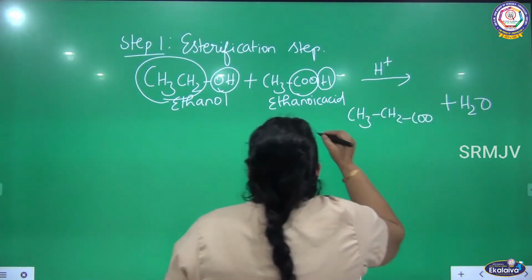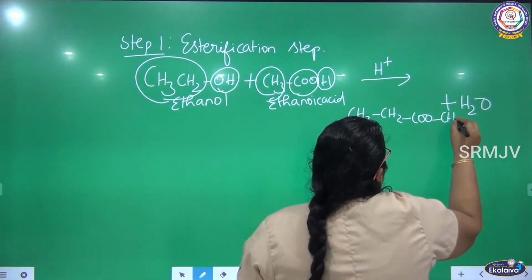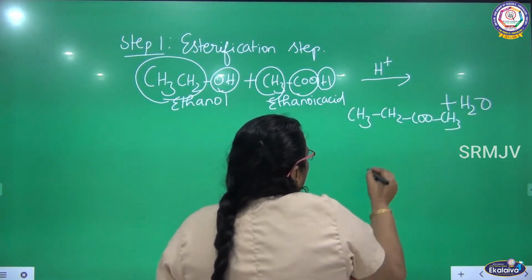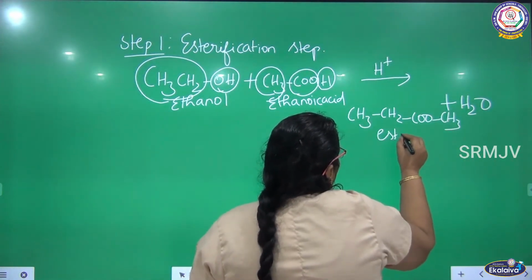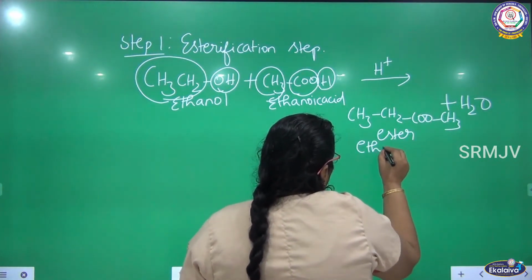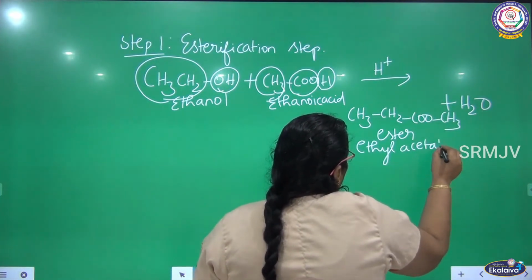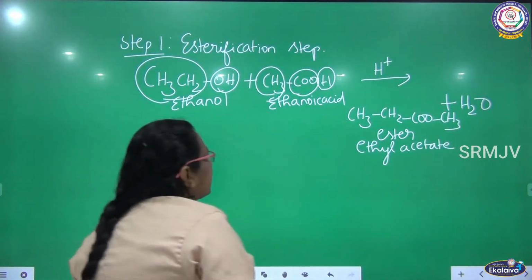COO, okay. What is remaining towards the other side? CH3. So what is the name of this compound? It is an ester. How do we name this compound? Ethyl acetate. What is the ester we are getting here? Ethyl acetate. So the first step is over.